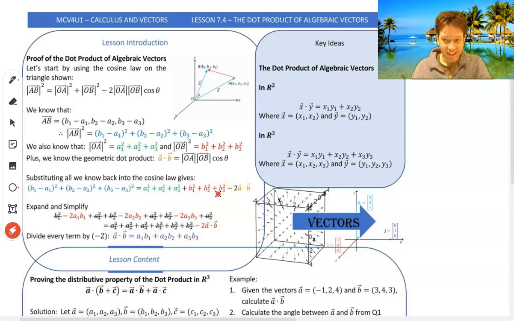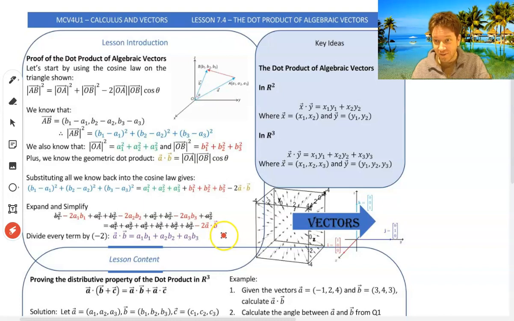At this point, it's a messy equation. Here we have B1 minus A1 all squared. So we're going to expand and simplify this. And I have that written below. You can go over that yourself. But I simply FOIL each bracket. And there's a whole bunch of terms that we can cancel out. For example, here we have B1 squared on the left side, and we have B1 squared on the right side. So cancel them both out. The only thing we're left with is minus 2A1B1, minus 2A2B2, minus 2A3B3, all equals minus 2 times the dot product of A and B.